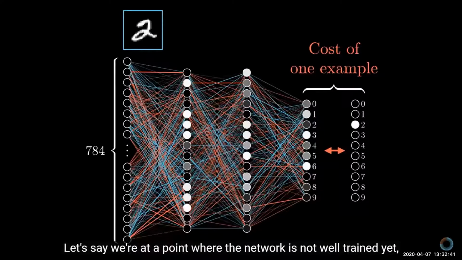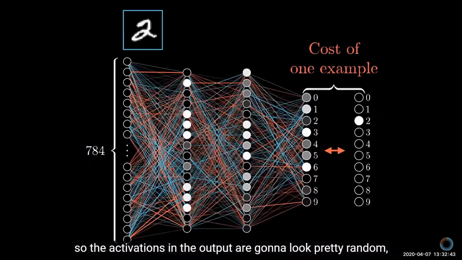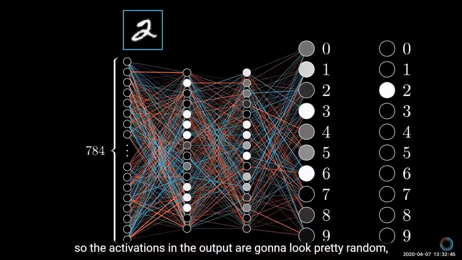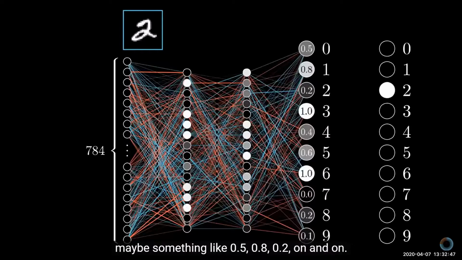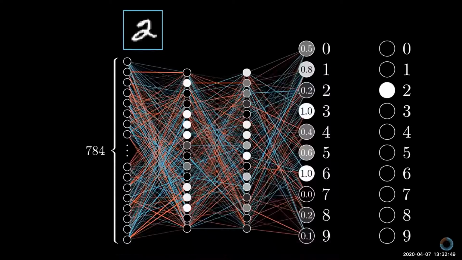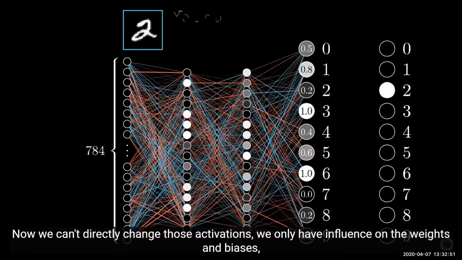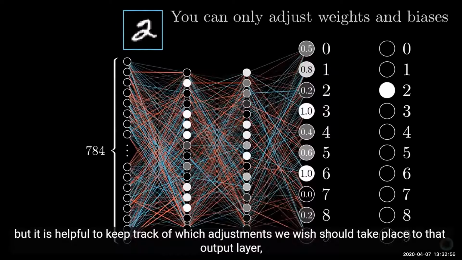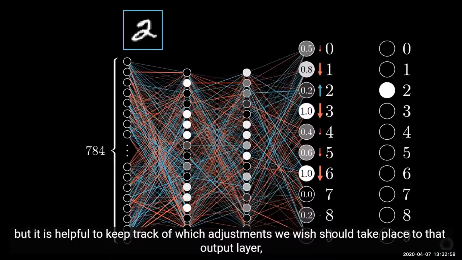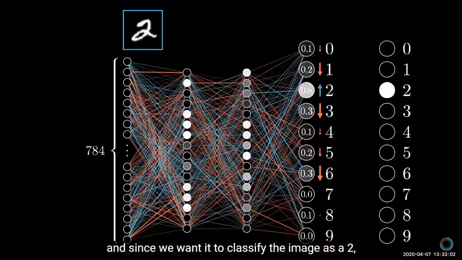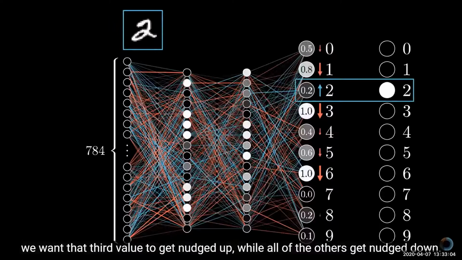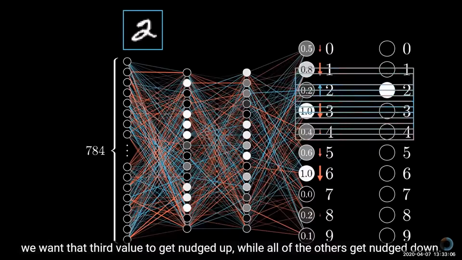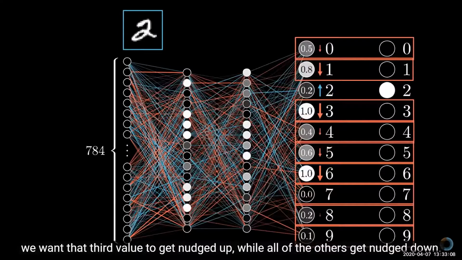Let's say we're at a point where the network is not well trained yet, so the activations in the output layer are going to look pretty random, maybe something like 0.5, 0.8, 0.2, on and on. Now we can't directly change those activations, we only have influence on the weights and biases, but it is helpful to keep track of which adjustments we wish should take place to that output layer. And since we want it to classify the image as a 2, we want that third value to get nudged up, while all of the others get nudged down.